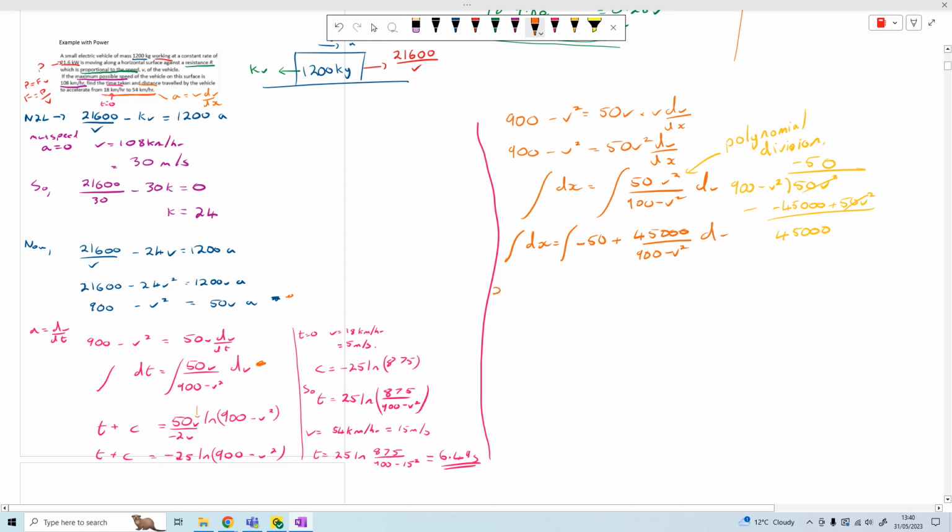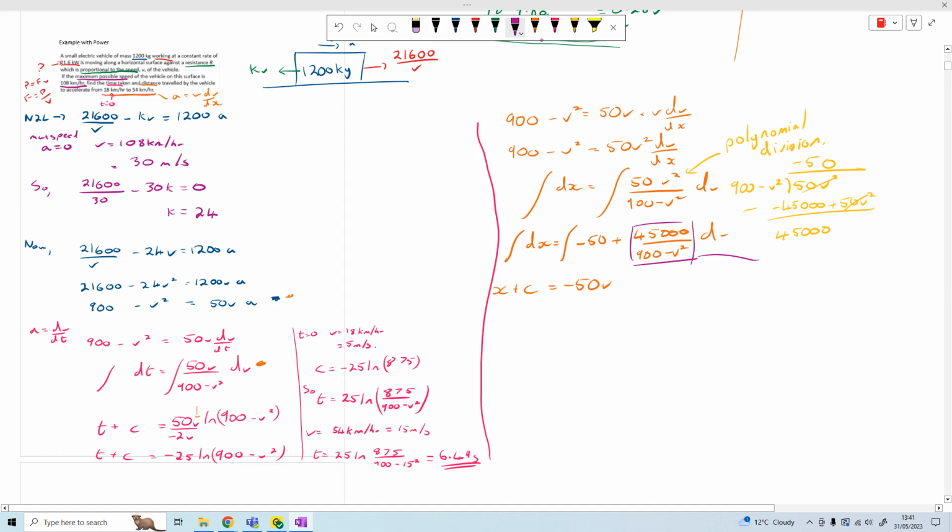So this side is going to go to x plus c. This side, minus 50v, fine. However, this fraction, okay, I've got the same issue again, with the fact that it's going to have a v left over on the bottom when I divide by a derivative. And I don't want to have any v left over, okay.